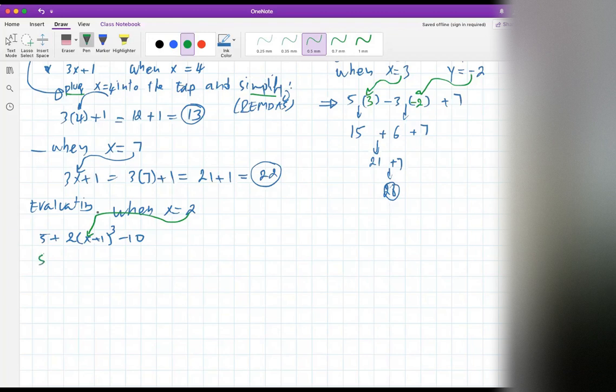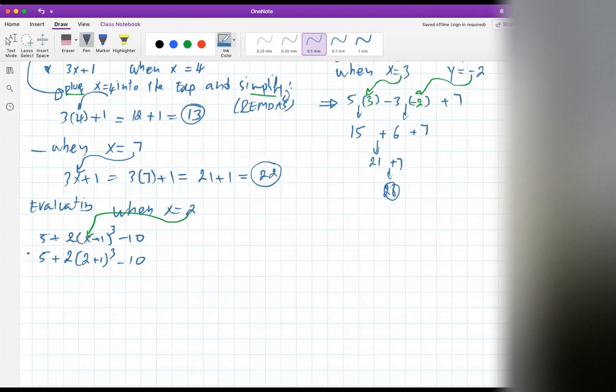So this is going to be 5 plus 2, x is 2 here, plus 1 to the 3rd power minus 10. So that's an algebraic expression, because it has variables and numbers. This is just arithmetic. There is no x here, just an arithmetic expression. So we use the order of operations to simplify this.